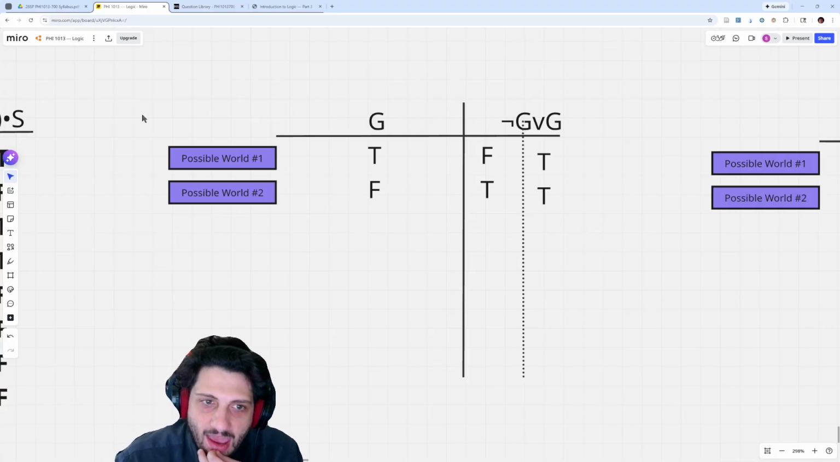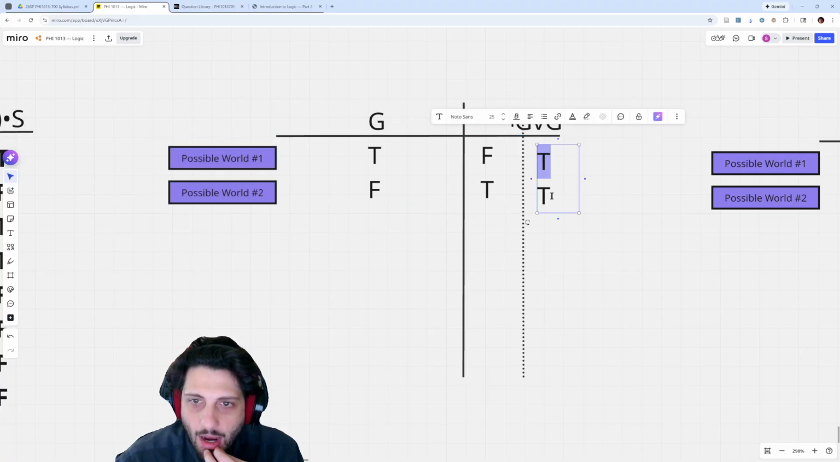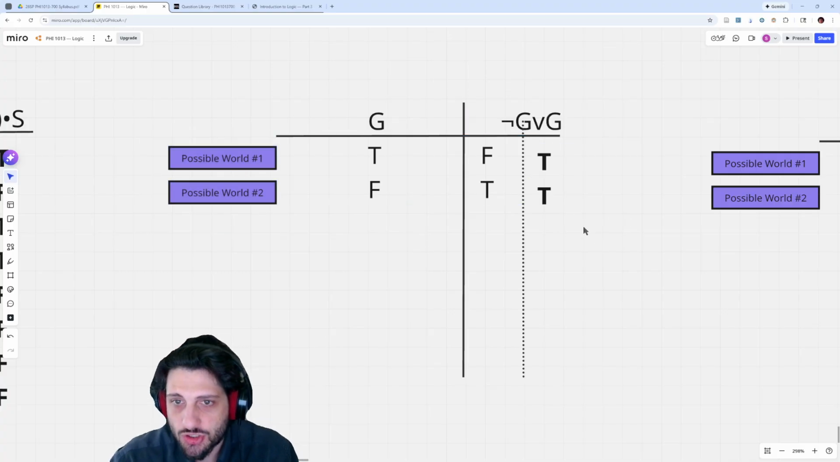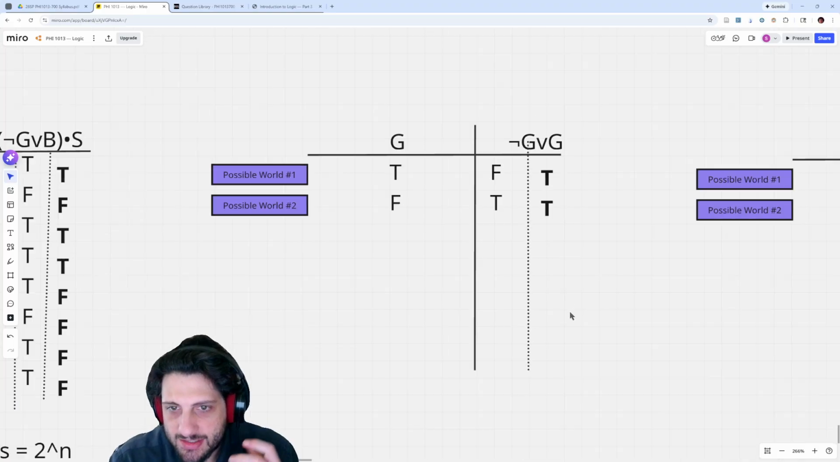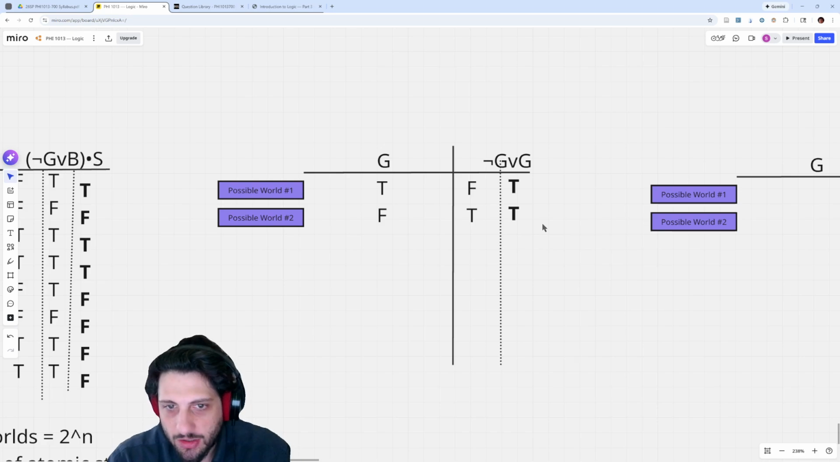So notice, in every possible way the world could go, our statement as a whole is true. This is what we call a tautology. No matter what G is, regardless of if it's true or false, the statement either G or not G is true. Right? And that should make intuitive sense.